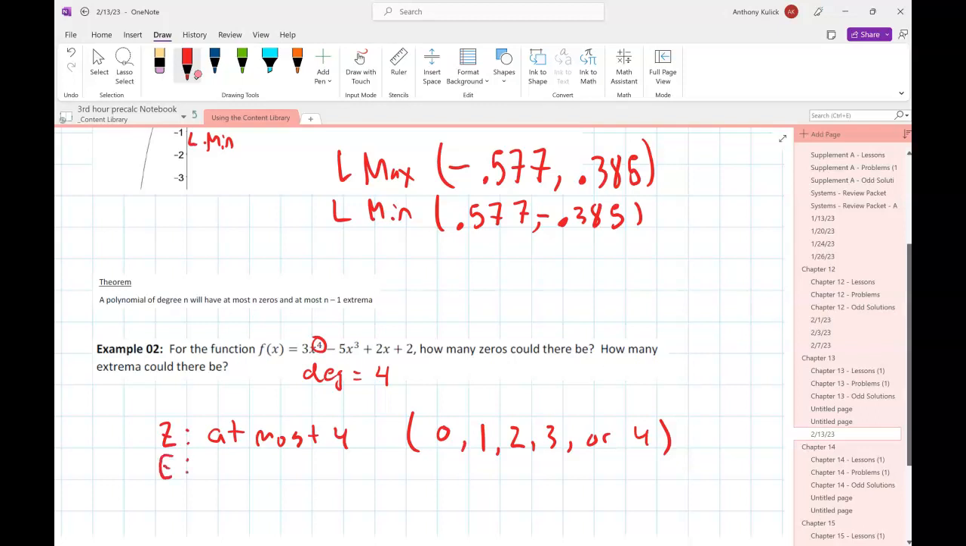And then for extrema, what would we say for that? At most 3. And again, you could say 0, 1, 2, or 3. Also okay to say it that way. Again, I'll take the at most.